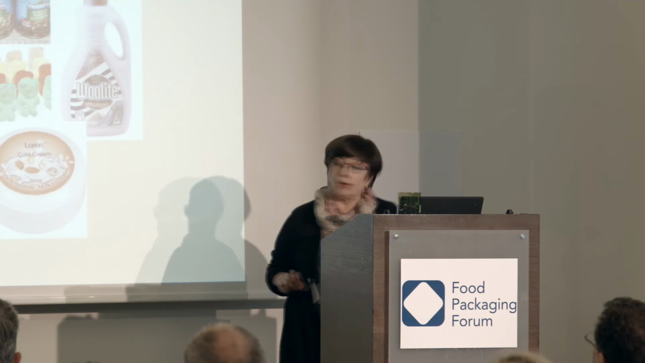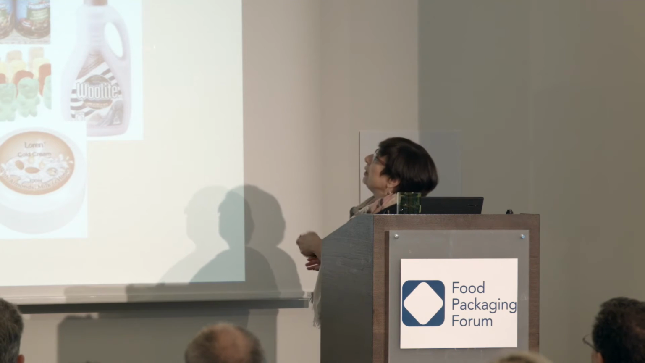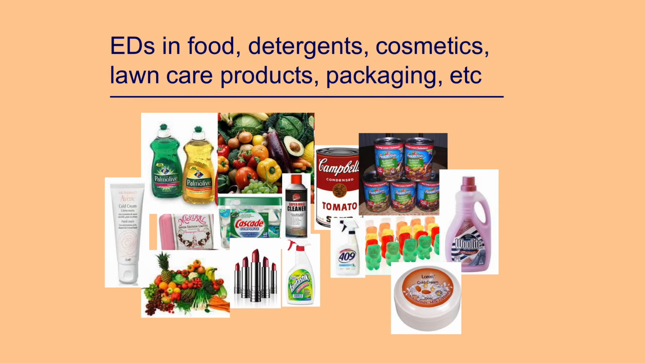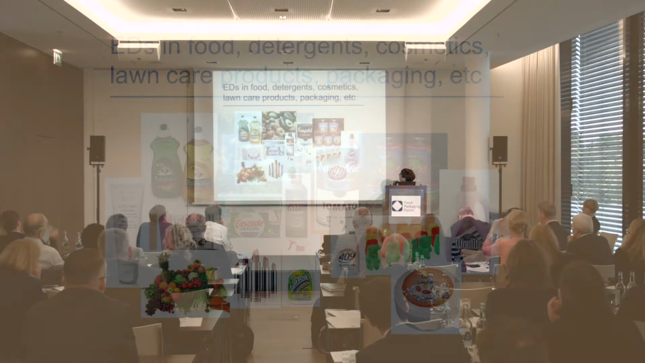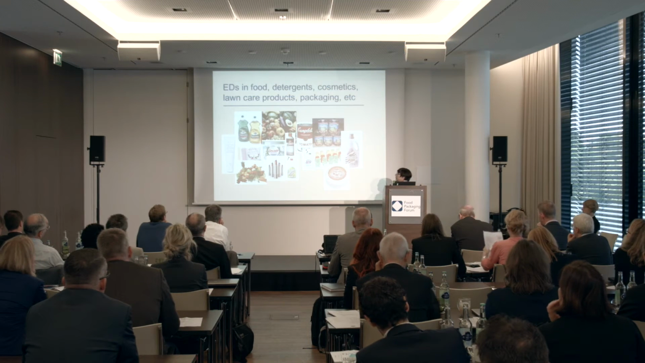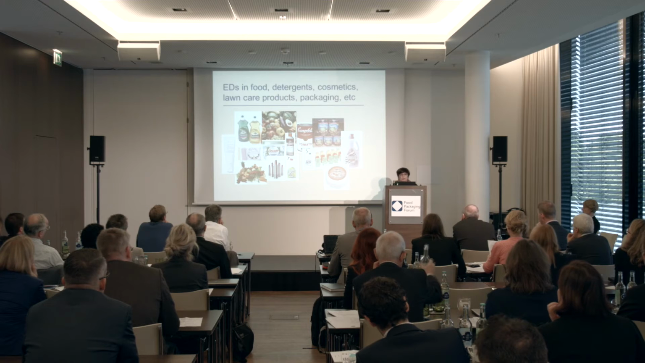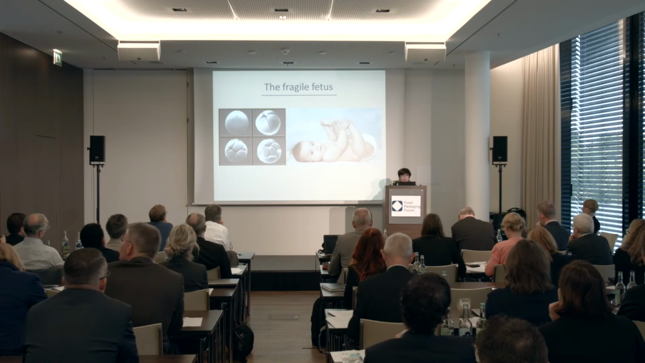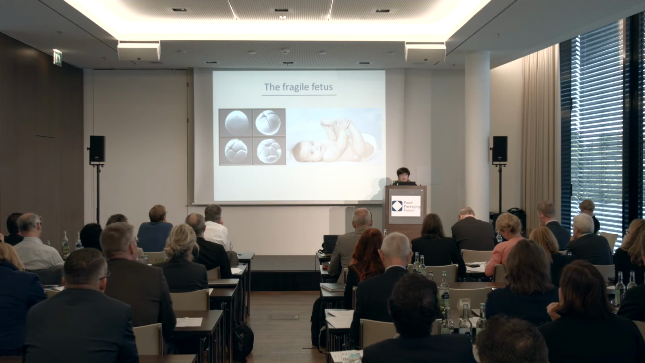And here are the familiar containers that we are talking about. So you can find endocrine disruptors in products like detergents, etc., but also in the lining of cans and in all sorts of packaging. And why do we worry about it? Well, because of the fragile fetus, more specifically. And why do we do that?